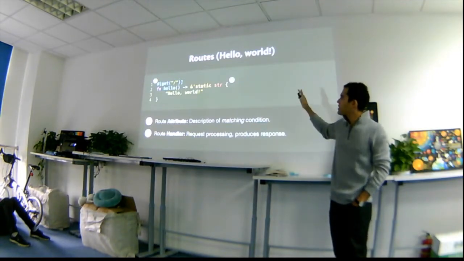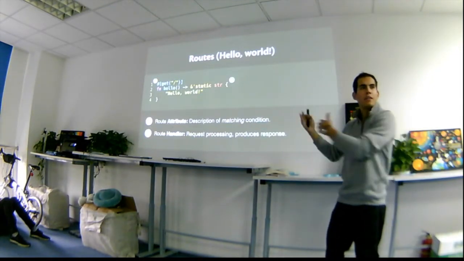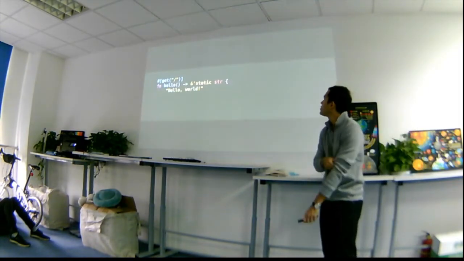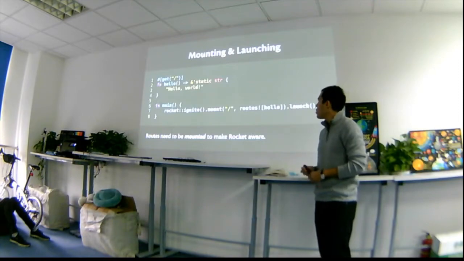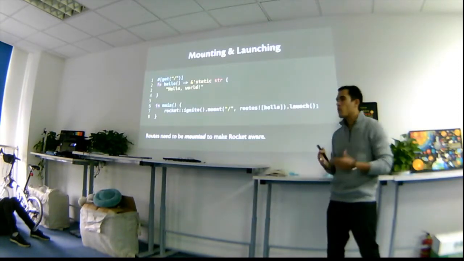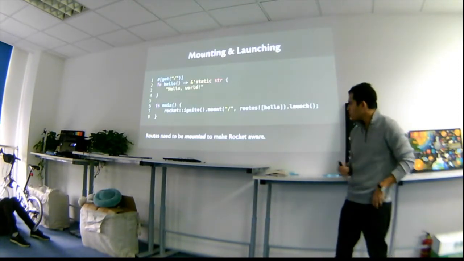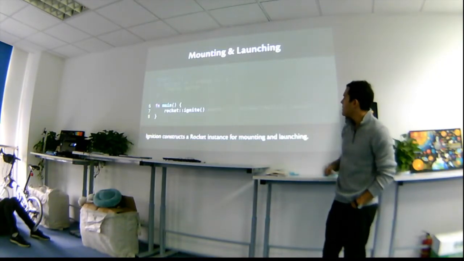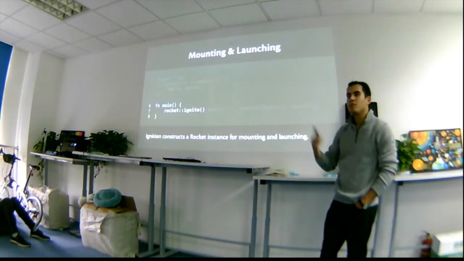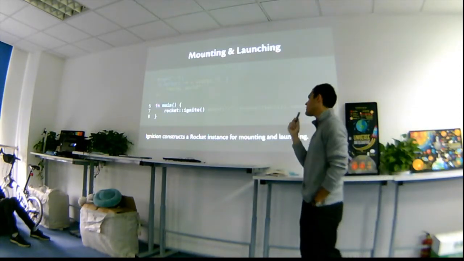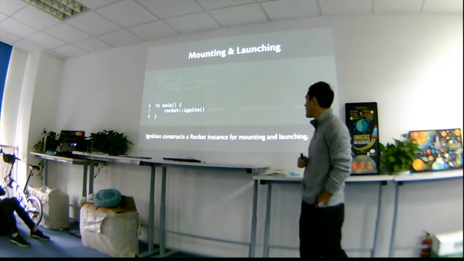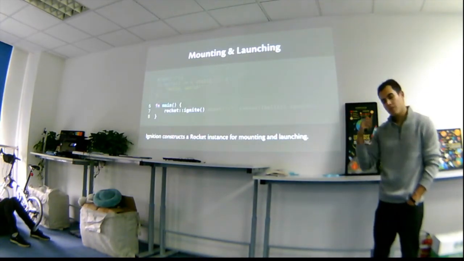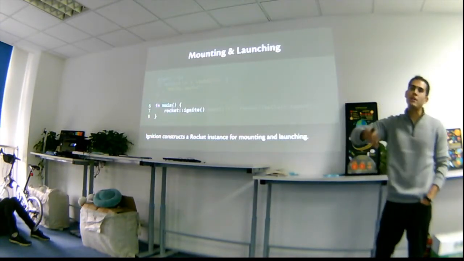In order for this to actually run, you need to tell Rocket that this route exists. It doesn't just know. You need to tell it that it exists. And the way you do that is through mounting. So routes need to be mounted to make Rocket aware of the routes. And this consists of a few different things. The first is this ignite thing. You've got to start up the rocket before the rocket can blast off. So you call rocket ignite. And ignite constructs a rocket instance for mounting and launching. So before we can mount and launch, we first need to ignite.